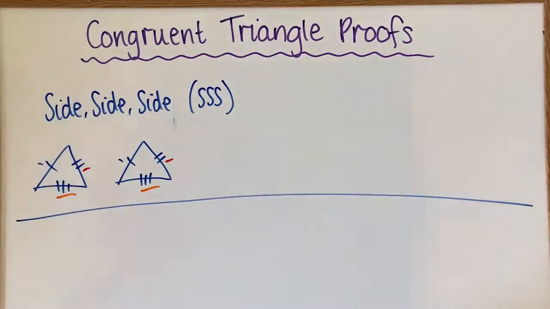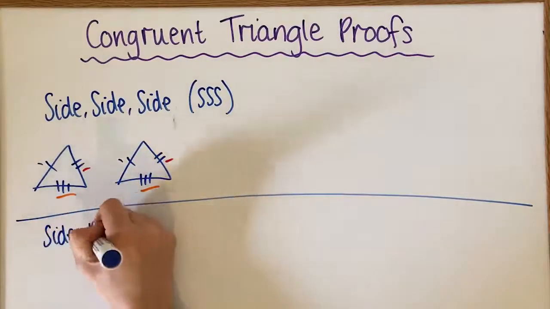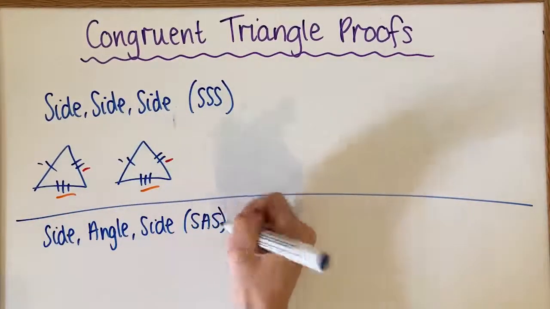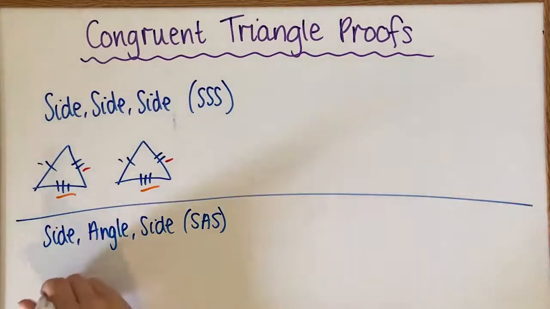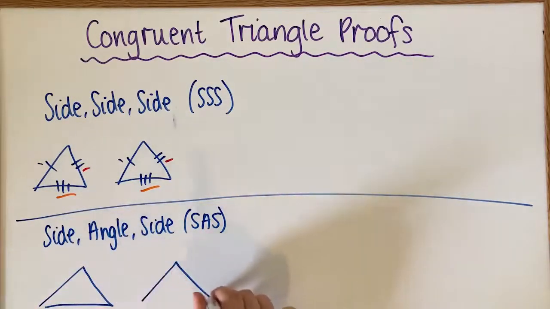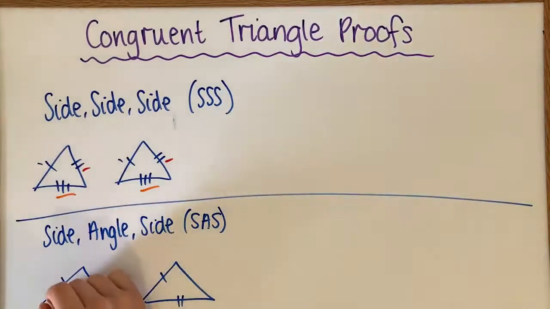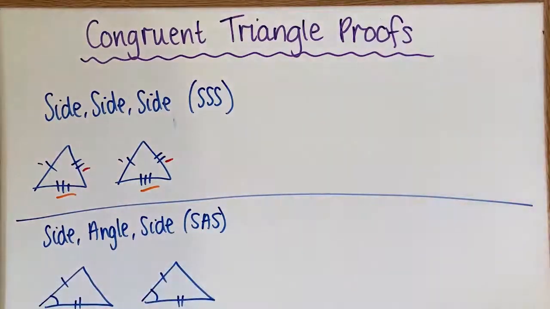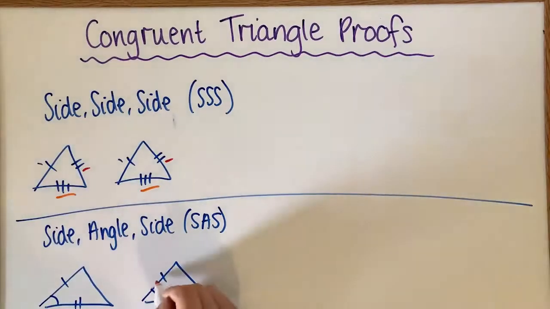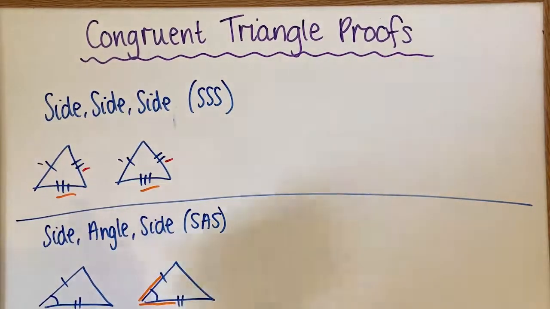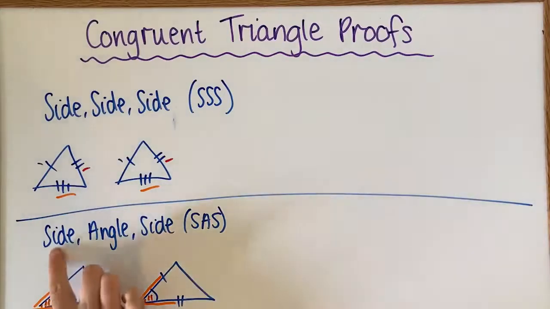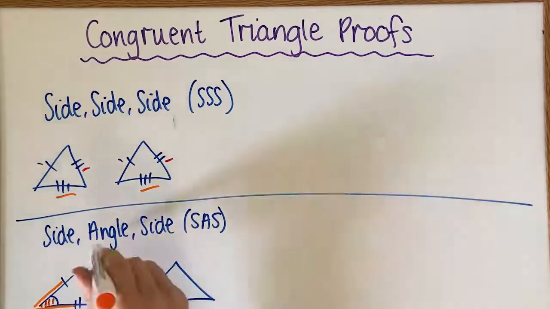All right, the second test is called side angle side, and it's abbreviated to SAS. That means you might have 2 triangles like this, and there will be a side the same, a second side the same, and this is the most important part, the angle in between them will be the same. So it's got to be the angle that joins these 2 sides together. This side matches and this side matches, and the angle in between them is what matches. Okay, so that's side angle side. Remembering this has to be in the middle.